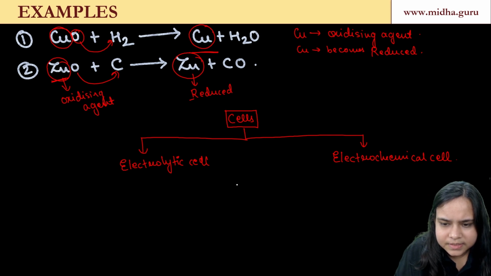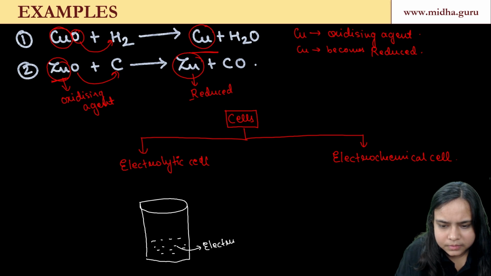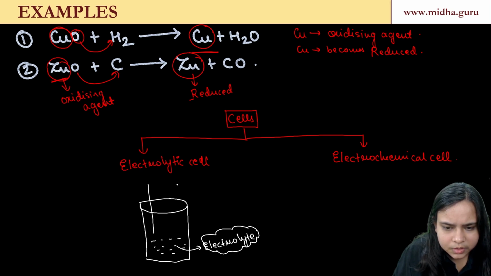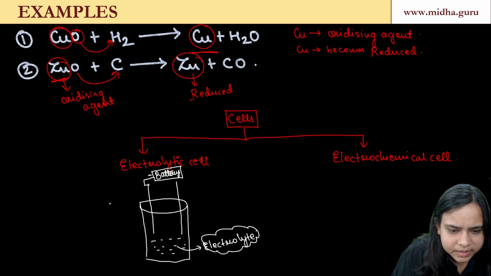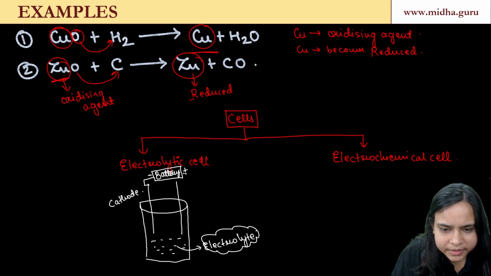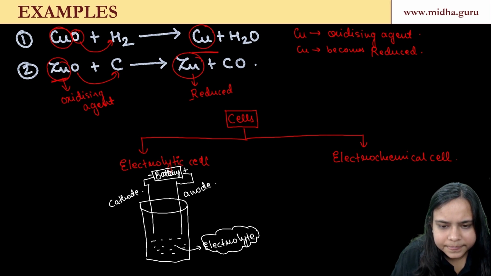if we construct a setup for an electrolytic cell, let's take a vessel, pouring electrolyte here, now putting two electrodes on either side, and a battery is connected. Its negative terminal is connected to this electrode, hence making it a cathode. And the positive terminal of the battery is connected through this electrode, hence making it the anode.